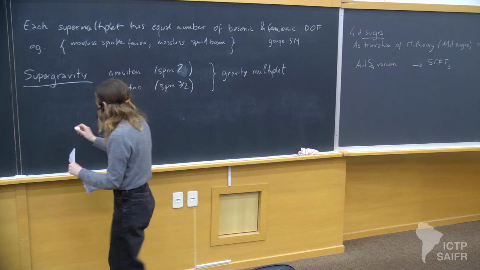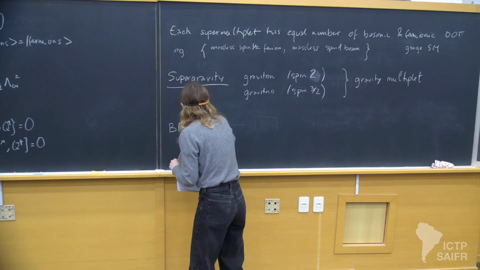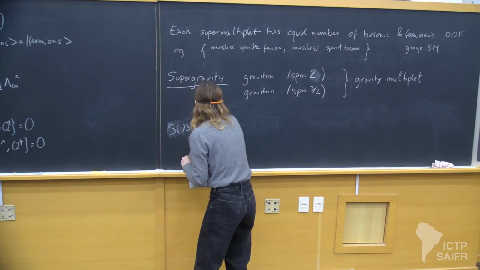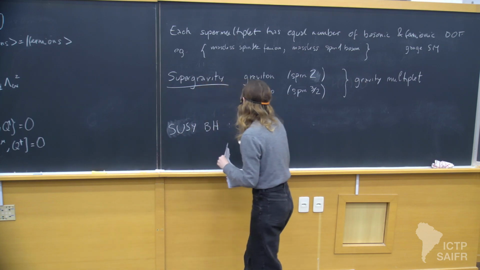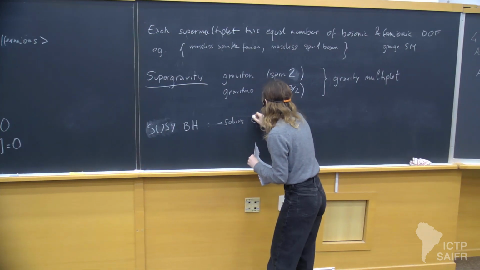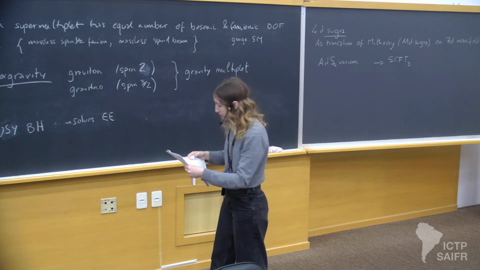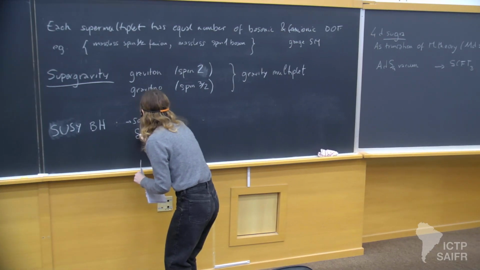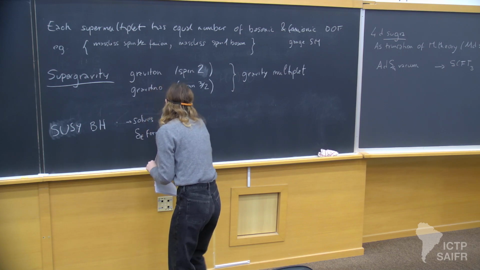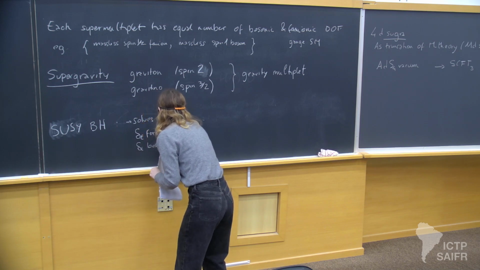So the fact that your solution preserves supersymmetry, for instance if you have a supersymmetric black hole, will have these 2 properties. First of all, it solves the Einstein's equation of supergravity, but we also have to impose on top of it constraints. We have to impose the fact that the supersymmetry variations of the fermions are 0, and the supersymmetry variations of the bosons are also 0.